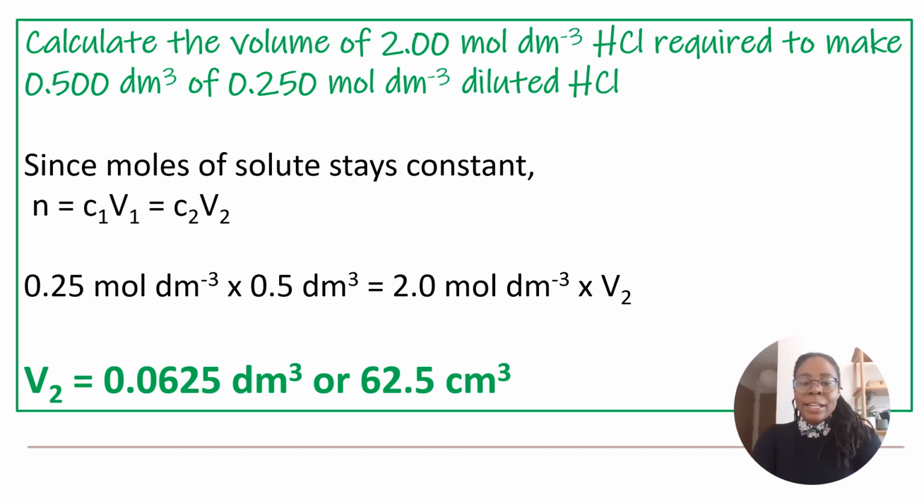And finally, calculate the volume of 2 moles per dm cubed HCl required to make 0.5 dm cubed of 0.25 moles per dm cubed diluted HCl. As this is a dilution question, the number of moles at the beginning and the end stay the same. So we use C1V1 equals C2V2. So 0.25 times 0.5 equals 2.0 times V2. Rearrange, and that gives us a volume of 0.0625 decimeters cubed, or multiply by 1,000 to give 62.5 centimeters cubed.